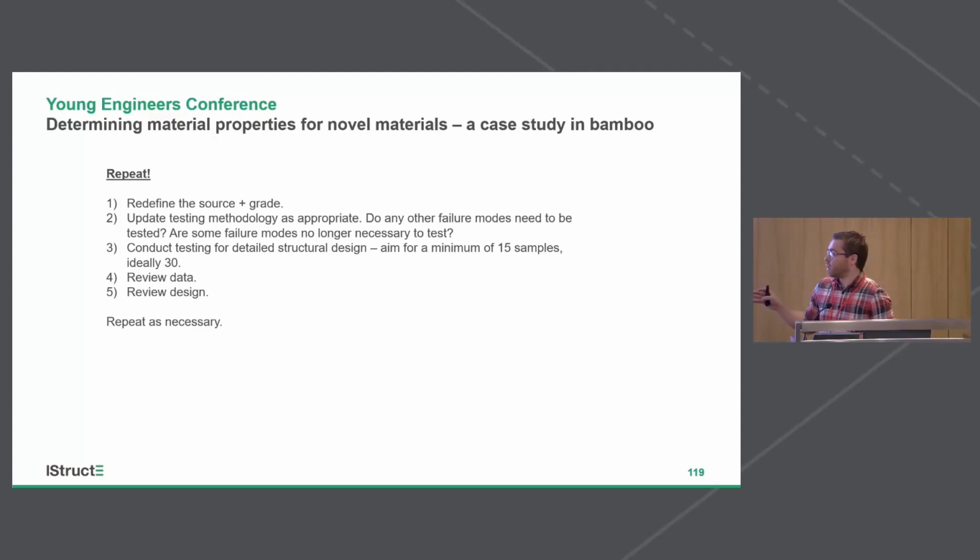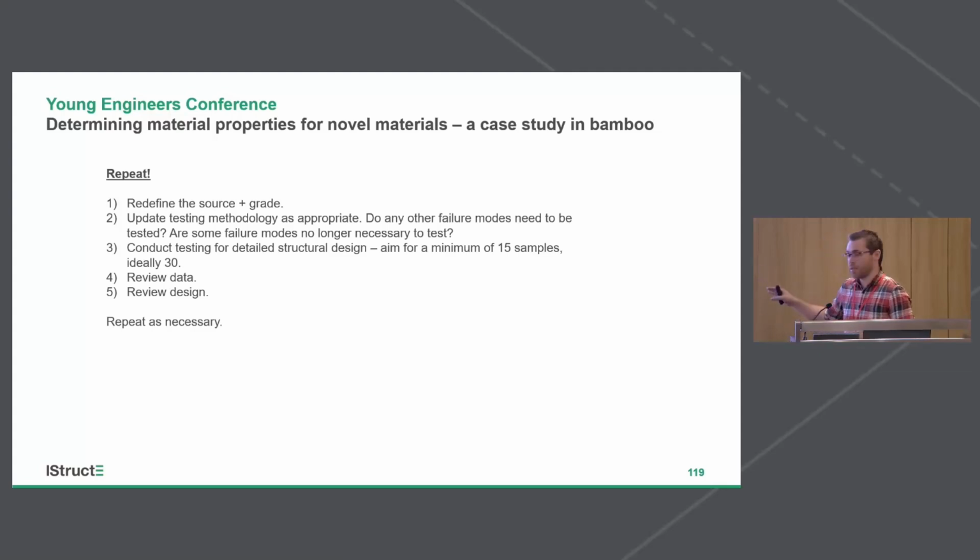At that point, we conduct testing for detailed structural design. At that point, we need more data. So we'd normally recommend a minimum of 15 samples, ideally 30. If you look at Eurocode 0, you can see penalizations start typically below 30, and below 15, the penalization is much higher. At that point, we review data and review the design and repeat that cycle as necessary.